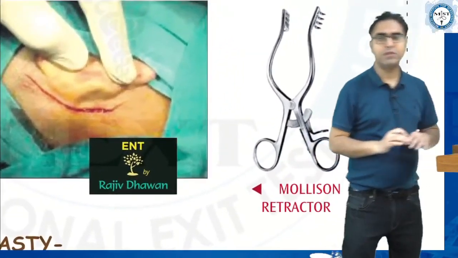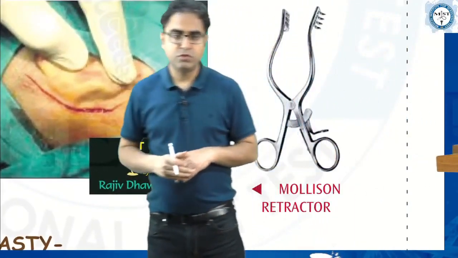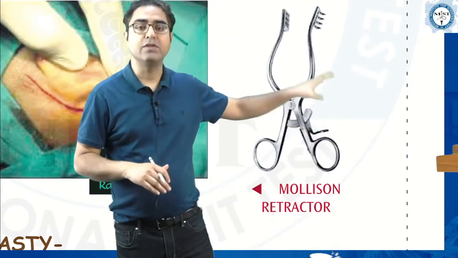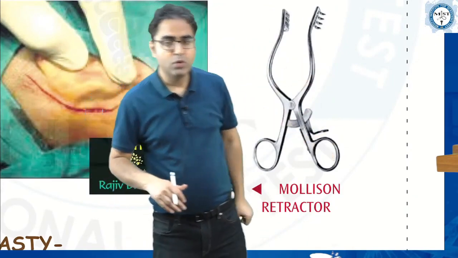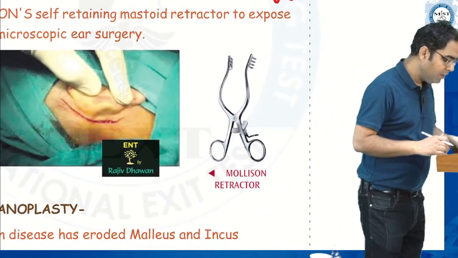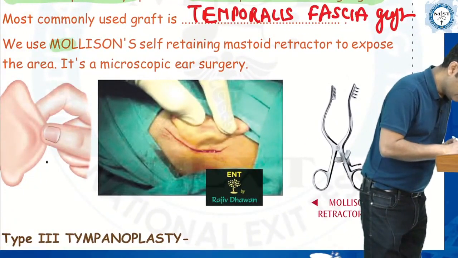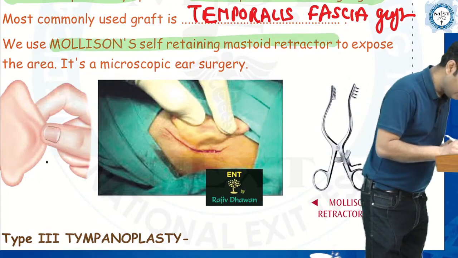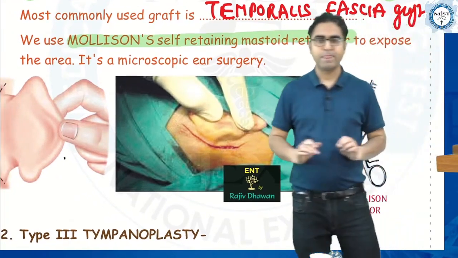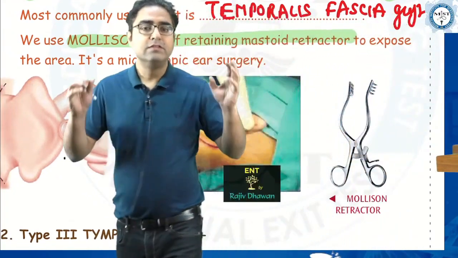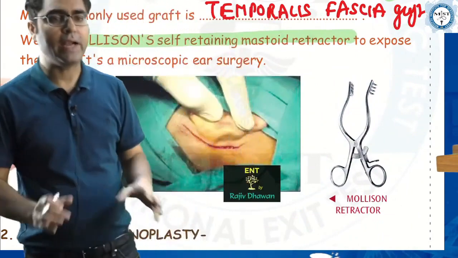This instrument has been asked in NEET PG. It can be asked in your exam also. We use a retractor. What is the name? Mollison self-retaining mastoid retractor to expose the area.